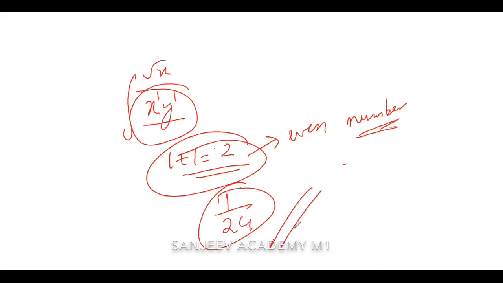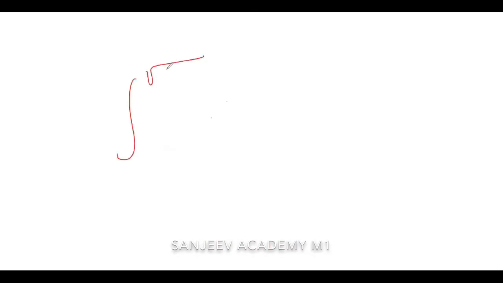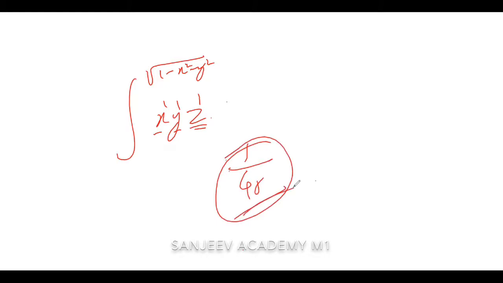One more scenario I will tell you. If there are two variables inside the root, like 1 minus x square minus y square, and x, y, z, and the sum of the powers is an odd number, the answer will always be 1 by 48 respectively. So this is a shortcut you have to remember before going to solve any question. This will help you out in the long run.